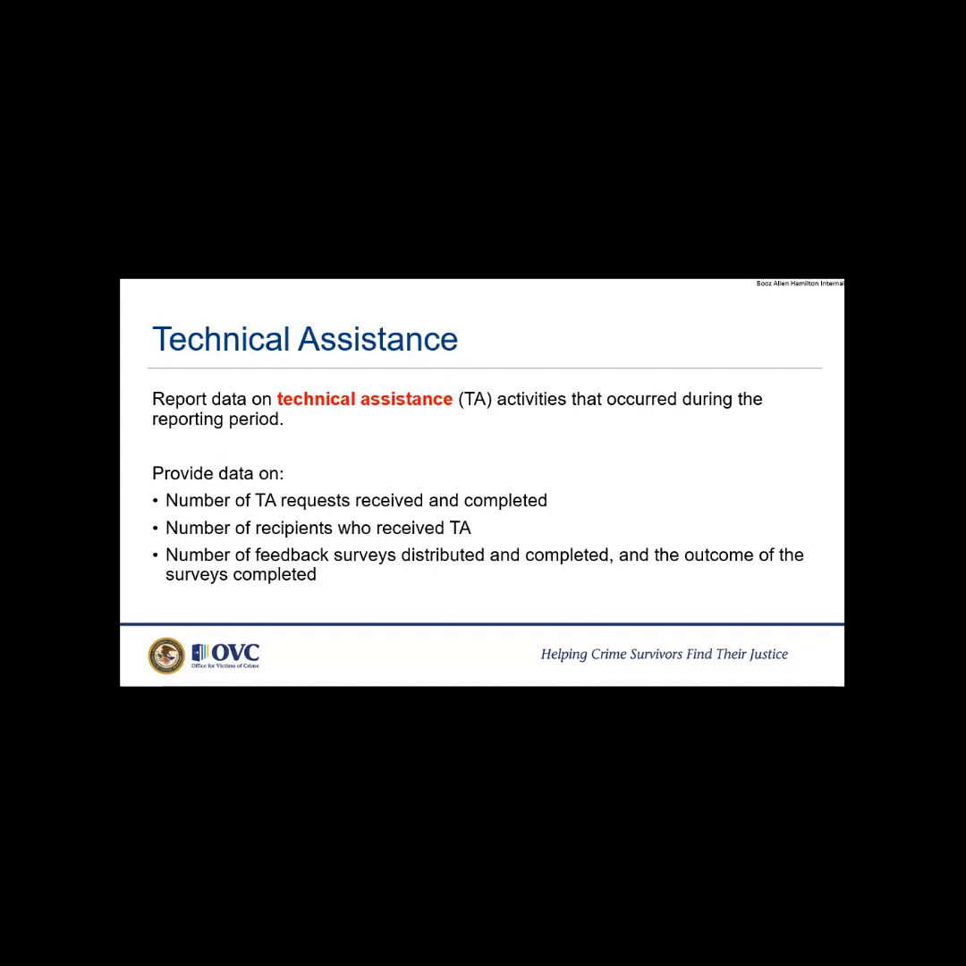All right, so this is one of the question banks that there were some common inconsistencies in the data, so we will focus a little bit on this one. So for the technical assistance question bank, it's asking about the number of TA activities that occurred during the reporting period. Specifically, you are to speak to the number of TA requests that were received and the TA requests that were completed. You're then going to provide the number of recipients who received TA, and you're going to speak to any feedback surveys that were distributed, completed, and what the outcome of the feedback surveys were. The numbers for the specific category fluctuated a little bit where we felt that there needs to be a little bit more clarification.